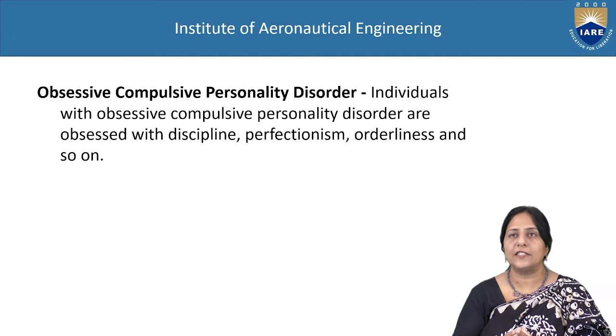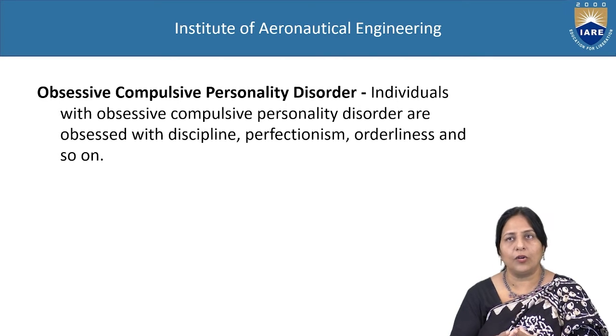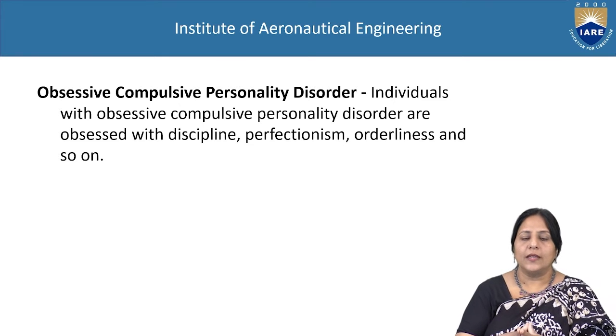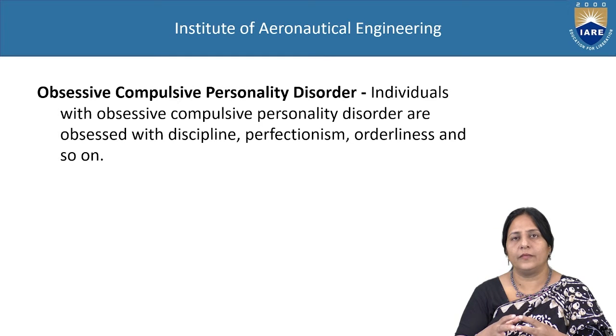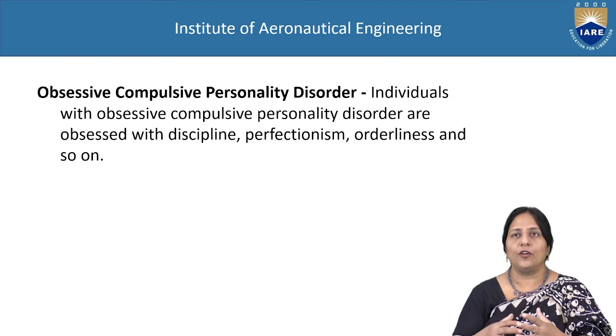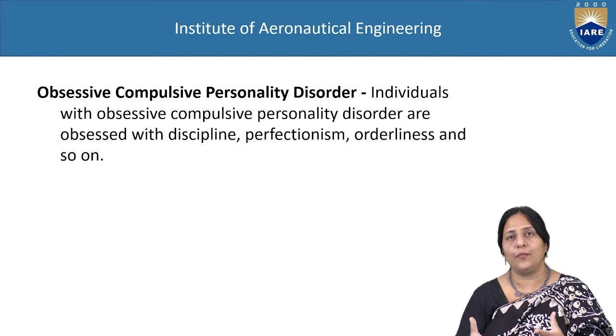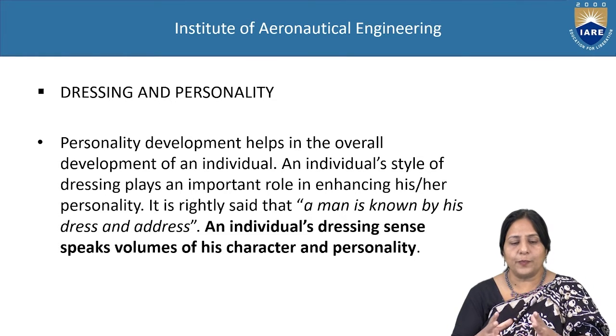Then obsessive compulsive personality disorder. These individuals with OCPD are obsessed with discipline, perfectionism, orderliness, and so on and so forth. They think that we need to portray the zenith of discipline and perfectionism. We cannot be imperfect at any point of time in our lives. So, this plays a significant role.